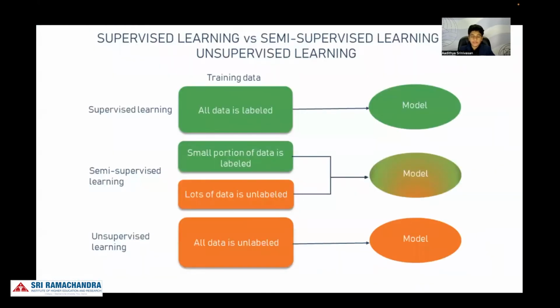So here's a little diagram comparing supervised learning, semi-supervised learning, and unsupervised learning, which I won't be talking about today. In supervised learning, as you can see, all the data given for training is labeled, and this is all fed to the model. Meanwhile, in semi-supervised learning, a small portion of the data is labeled, while a lot of data given to the model is unlabeled. This allows the model to generate its own labels, essentially reducing a lot of the human bias.